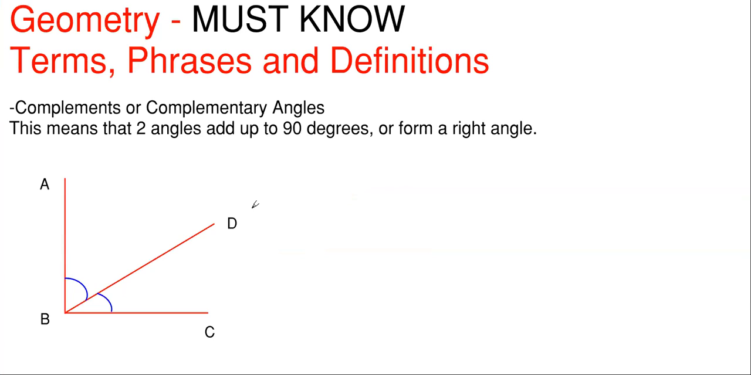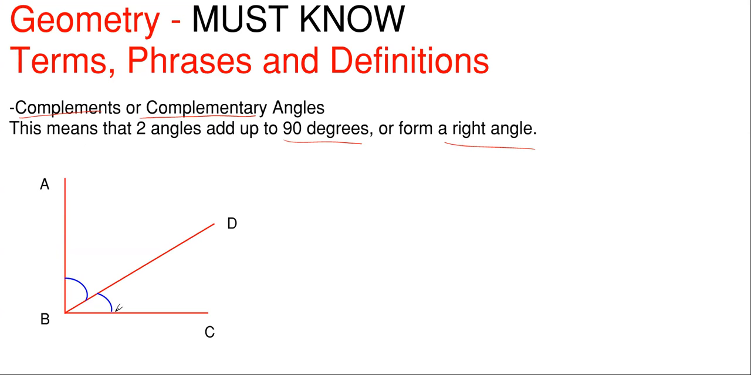All right, our third page. So this is where we have some different pronunciations that can happen. You can either call these complements or complementary angles. It goes by a couple different pronunciations there. But whenever you see this, what that means is there's two angles being added up to be 90 degrees, or to form a right angle.